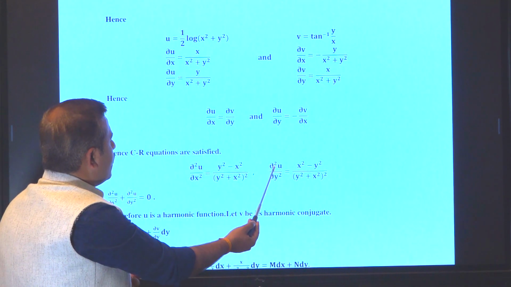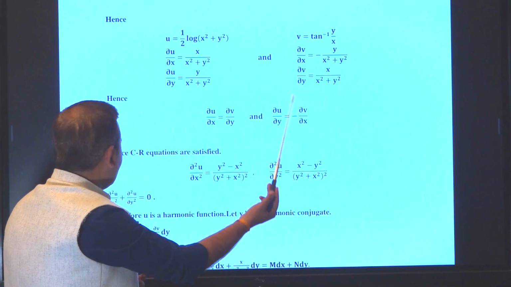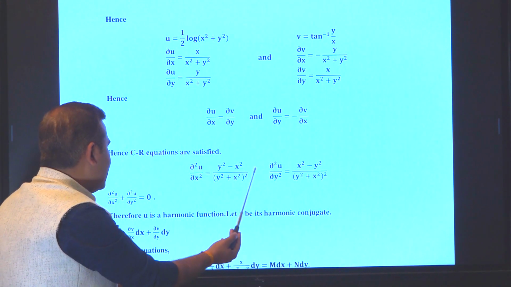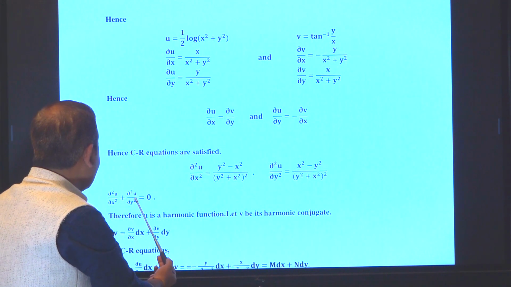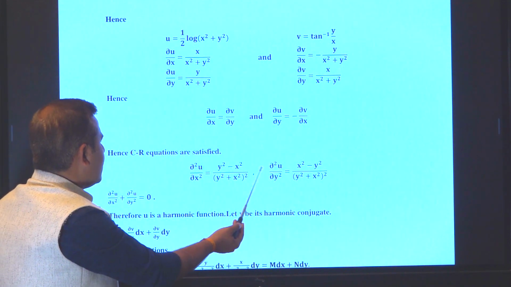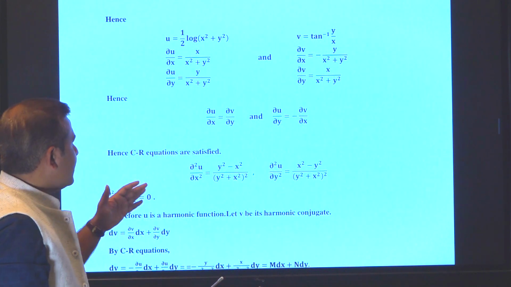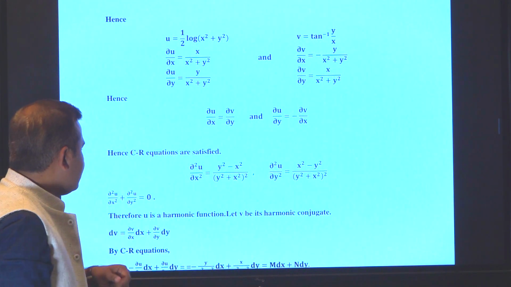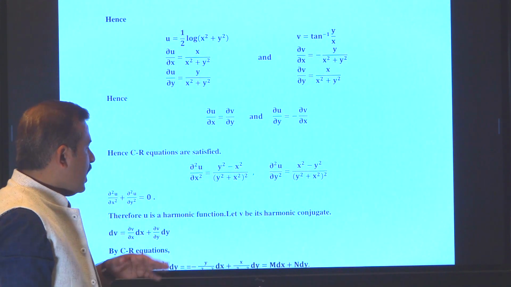∂²u/∂y² is (x² − y²) divided by (x² + y²) whole squared. So after adding these two results, ∂²u/∂x² plus ∂²u/∂y² equals 0, because y² and x² terms cancel after adding. So for the given function, we find that u is the harmonic function.